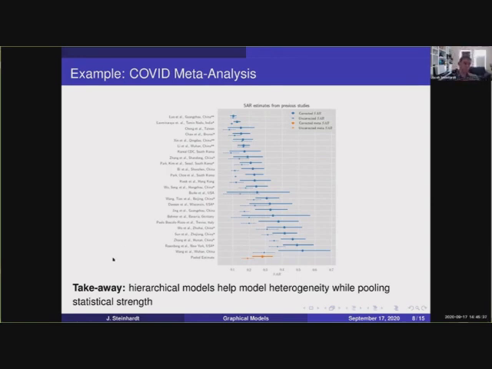So the key takeaway here is that Bayesian hierarchical models can help us model heterogeneity, right? It lets us model the fact that these different studies each have their own secondary attack rate, while still pooling statistical strength to get some aggregate estimate as well. So that's Bayesian hierarchical models, and that's one example of a graphical model. We'll go over a few other examples next.